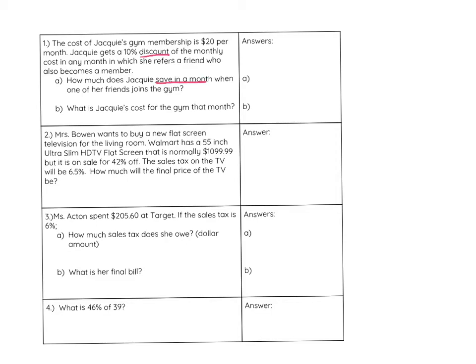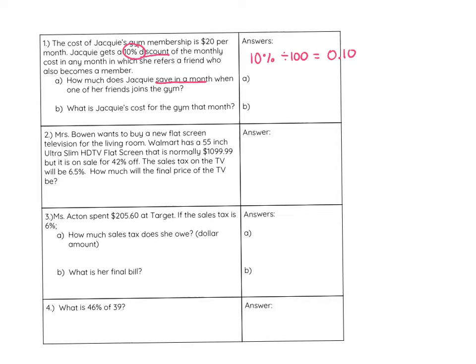So that means we need to find the amount of discount. To do that, you always find your percentage. So we have 10%. You make it into a decimal. To make a percentage into a decimal, you divide by 100. 10 divided by 100 gives us 0.10. So that is our percentage as a decimal, 0.10.